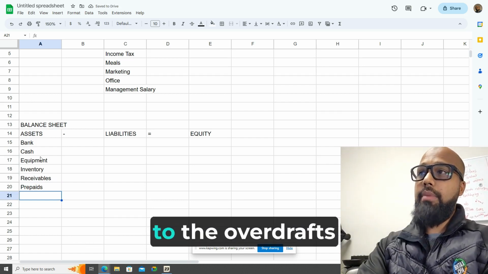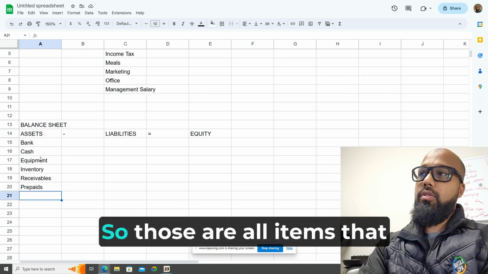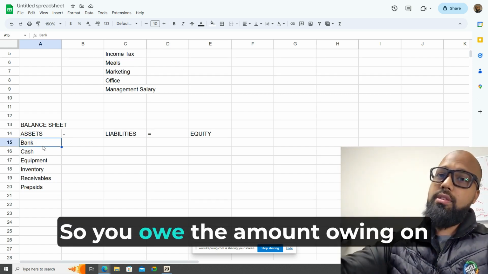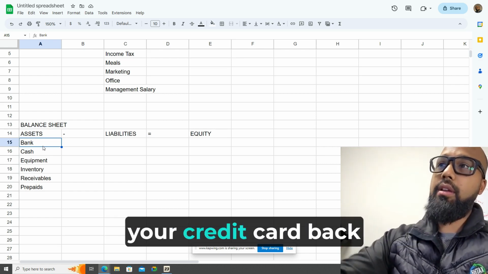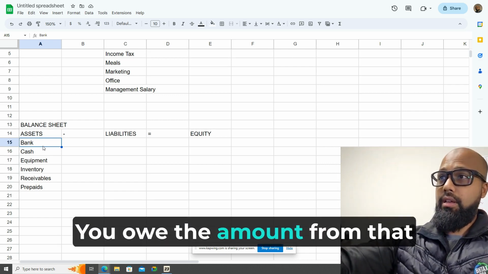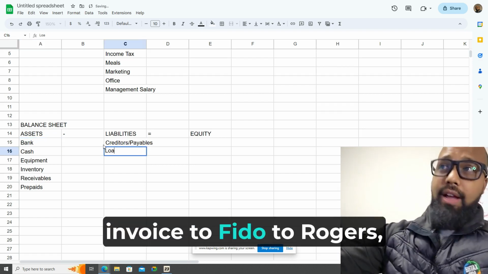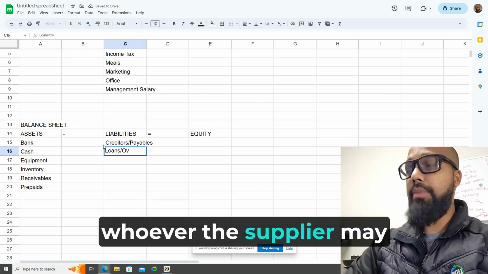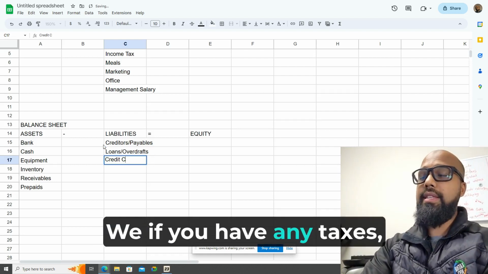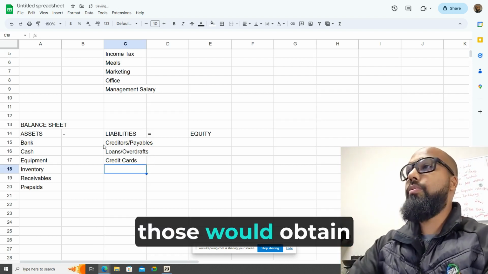Liabilities are your creditors, so payables. If you owe money to the bank, overdraft, credit cards. Those are all items that the business owes. So you owe the amount owing on your credit card back to the bank. You owe the loan balance back to the bank. You owe the amount from that invoice to Fido, to Rogers, whoever the supplier may be. And also in your liabilities, if you have any taxes payable, those would also be in there.